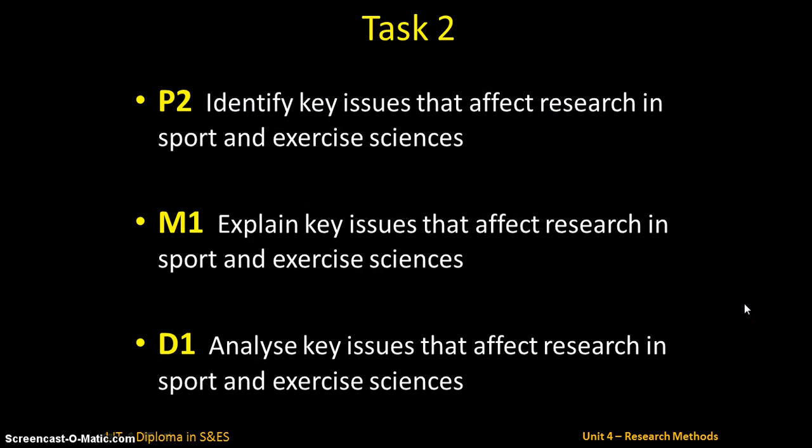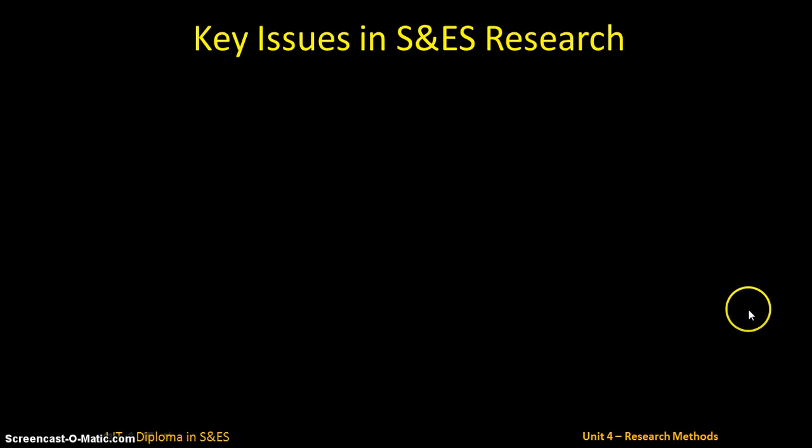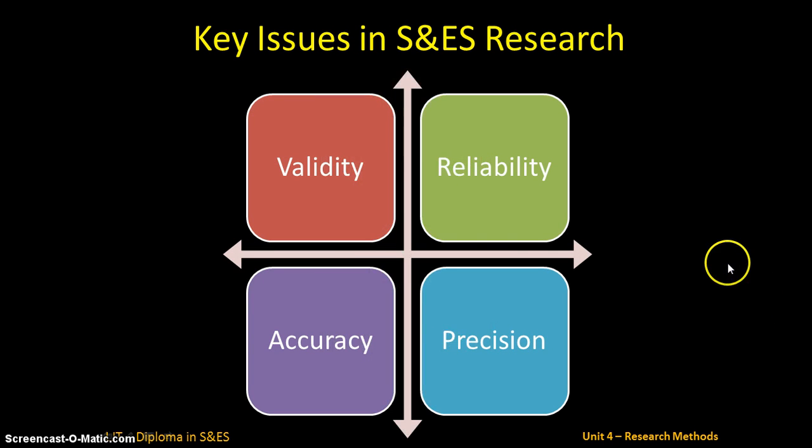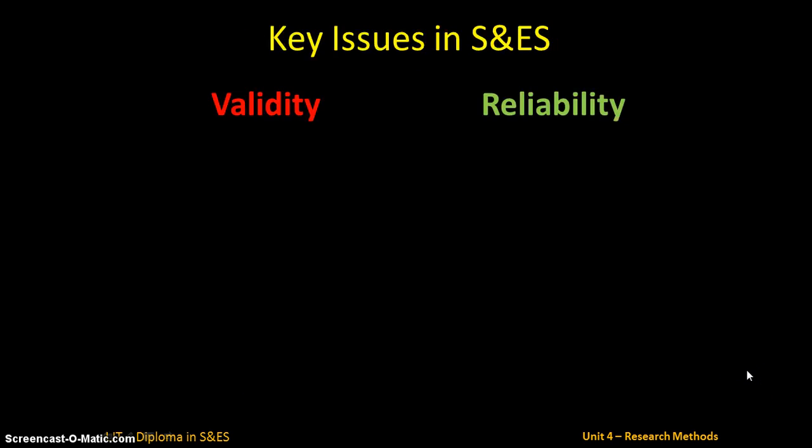Task 2 then. So we're now looking at those 4 key issues that can affect research, and depending on the depth of your answer, you may achieve pass, merit or distinction. And the key verbs here are identify, explain, analyse. So what are the key issues in sport and exercise science? There are 4. You may recognise some of these words: validity and reliability, accuracy and precision. So let's go on to look at what those kind of mean.